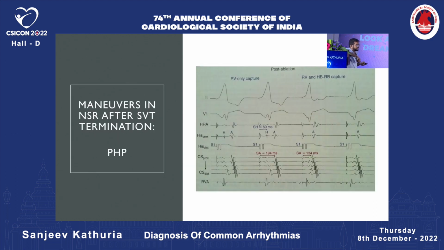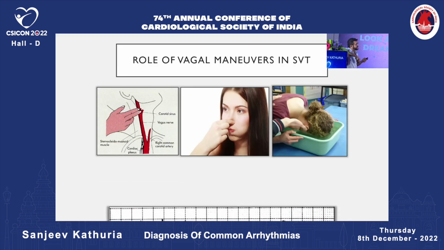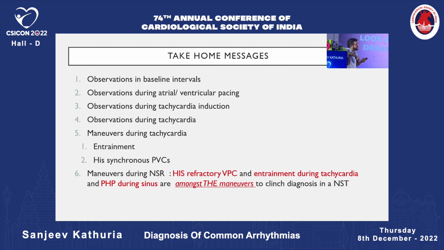So this was important, the parahisian maneuver, but again, still the slide moves. And some vagal maneuvers also, but again, I think the take-home message stays: observation in baseline interval is the basic. Observe you're having a short PR interval, observe you're having an HV which is negative. Then you have observations during the atrial and the ventricular pacing, as I said. You're able to do a maneuver so as to induce a tachycardia with a particular pattern, like an atrial extra stimulus with an AH jump, or you have a pre-excitation which is increasing, you're able to diagnose.